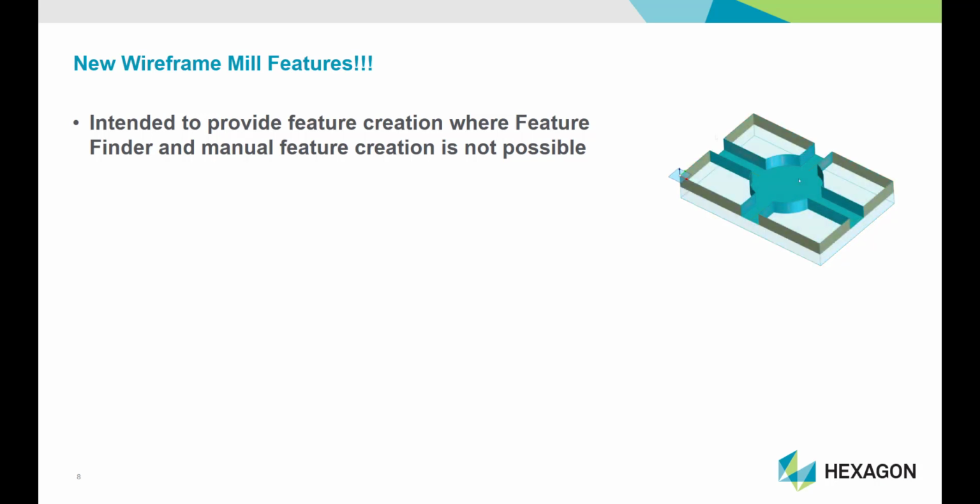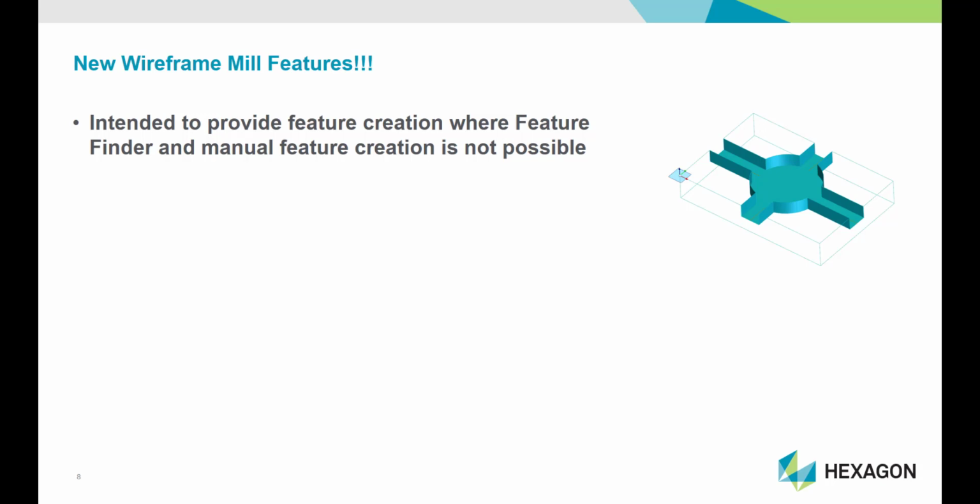If you think about what Feature Finder, the automatic feature recognition, is going to come up with, it's going to create an open mill feature and 4 different bosses for that region. Well, the bosses probably don't represent what we're really looking to machine, and so we might toss those out and stay with the open mill feature. But the toolpath will machine that entire area.